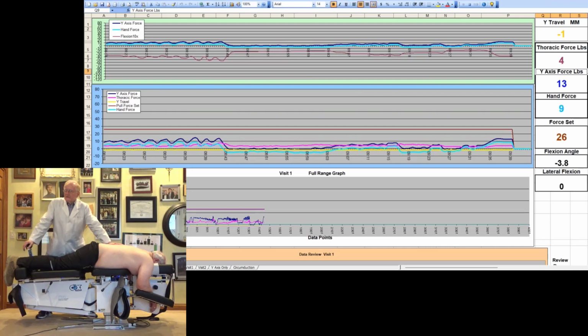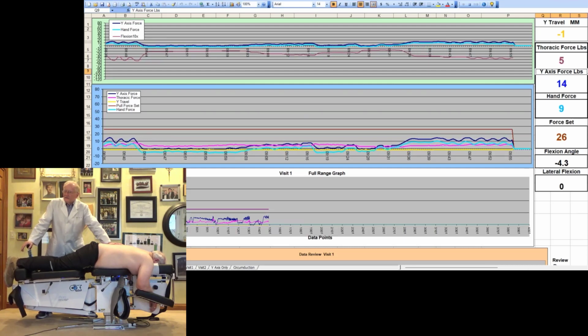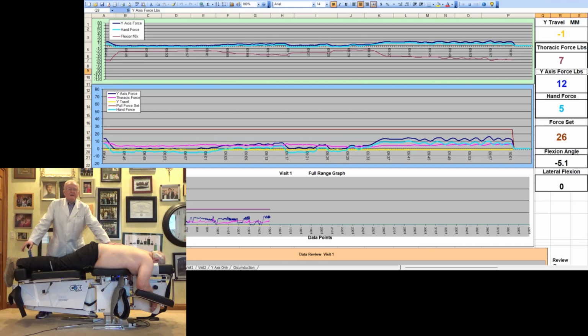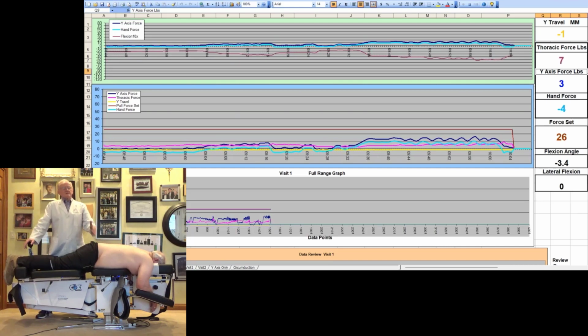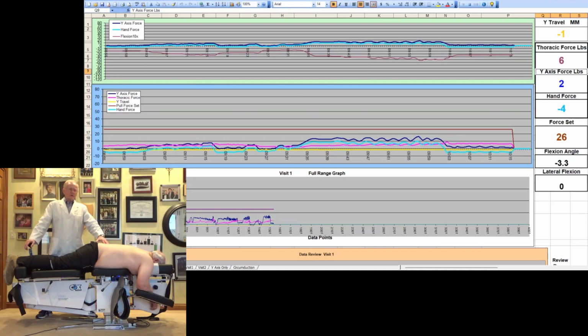There it is. Now when I treat 1, 2, you can see the 2 blue lines. 3. Point I want to make to you, doctor, is begin low, begin gentle. Tolerance test the patient every time, and then increase your distraction force by patient tolerance.